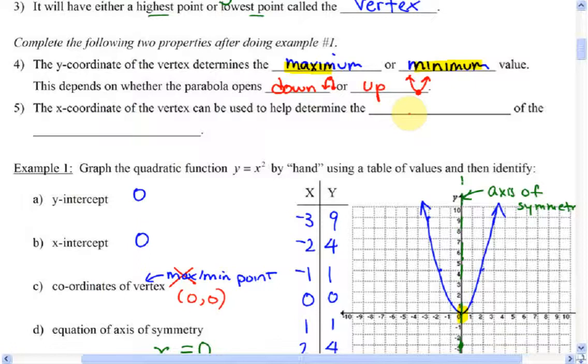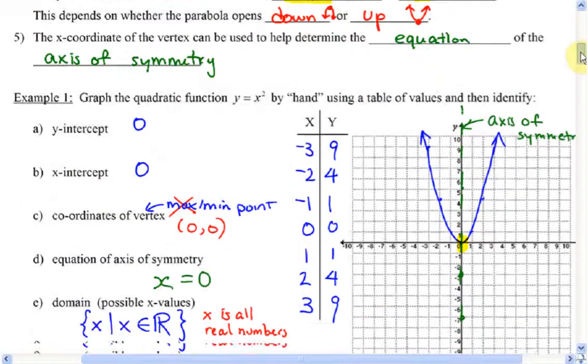Minimum, the parabola must open upwards. And then the last thing here, the x-coordinate of the vertex, can be used to help determine what? Well, the x-coordinate of the vertex helps determine, not the parabola, but the equation of the axis of symmetry. Yeah, that line. Okay? So that's why this vertex point, or this maximum endpoint, is very important. You get a lot of information from that point. Okay? Now let's turn the page.